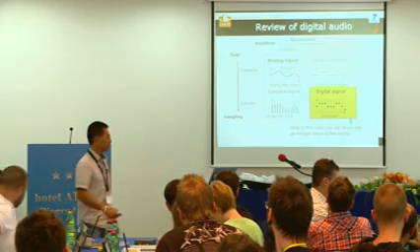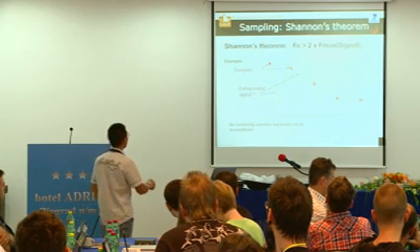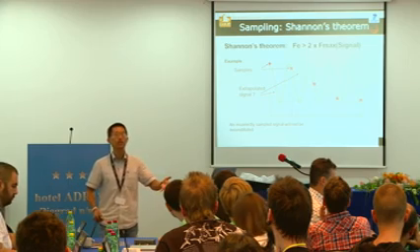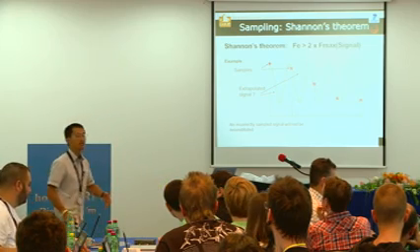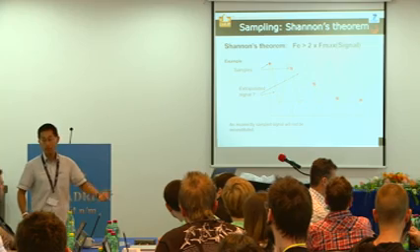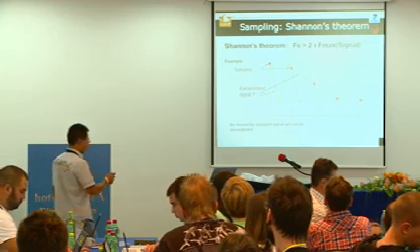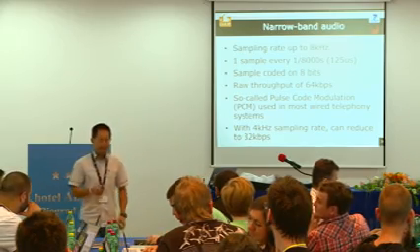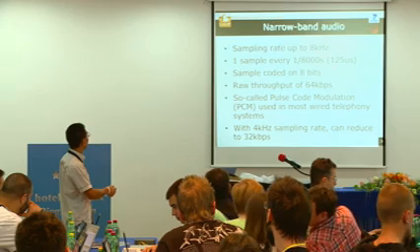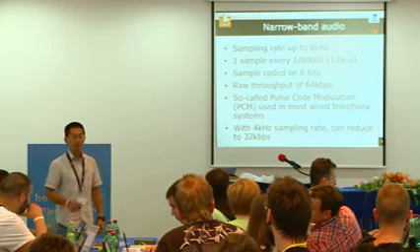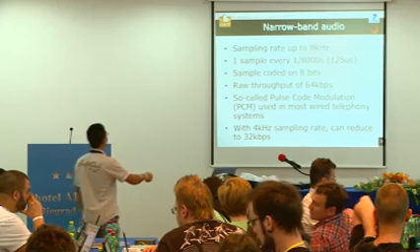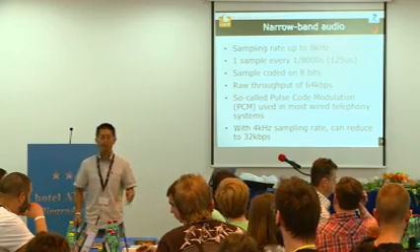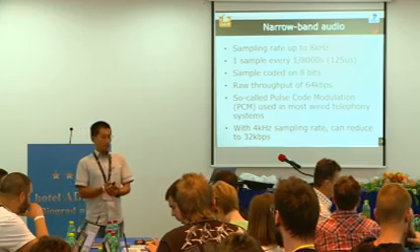I'm not an expert on this, but I know there's Shannon's law saying that if you have a signal of frequency, let's say 4 kilohertz, then you have to sample at double the frequency, at 8 kilohertz. So narrowband audio uses 8 kilohertz sampling or below. If you use 8 kilohertz sampling, you have one sample every 125 microseconds. This is the basis of most telephone systems.